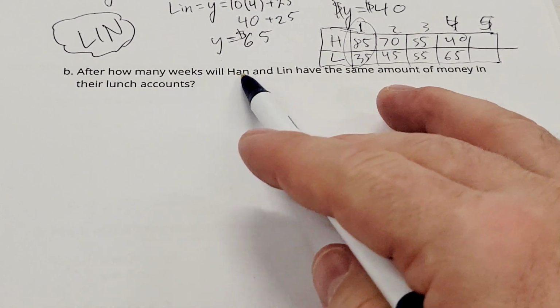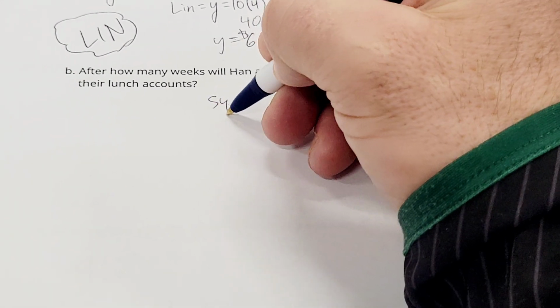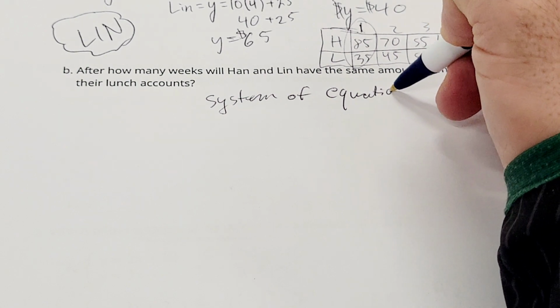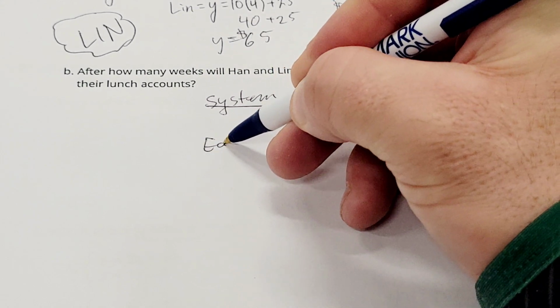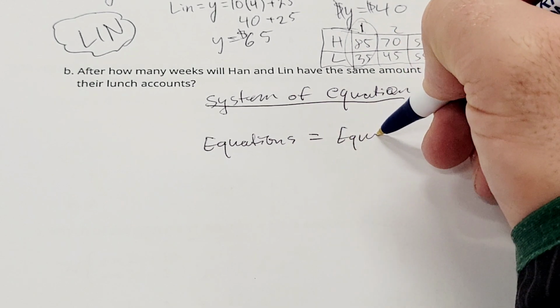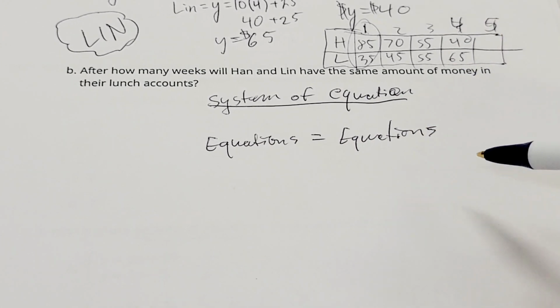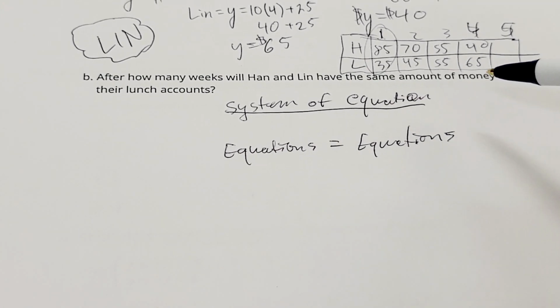All right, after how many weeks will Han and Lynn have the same amount of money in their lunch accounts? So that's, again, the system of equations. That is why we started doing systems in the first place, is when we were wondering, when will I have two equations that will actually be equal to each other. That's what systems are. When will they be the same? Going all the way back to the tank activities, one tank's filling, one tank's emptying. The elevator activity, one's going up, one's going down. When will they be exactly the same? Okay, that's the case with this too.